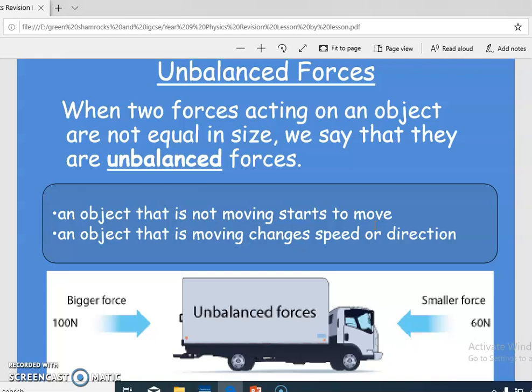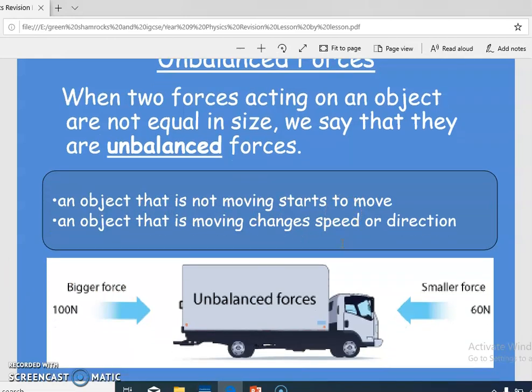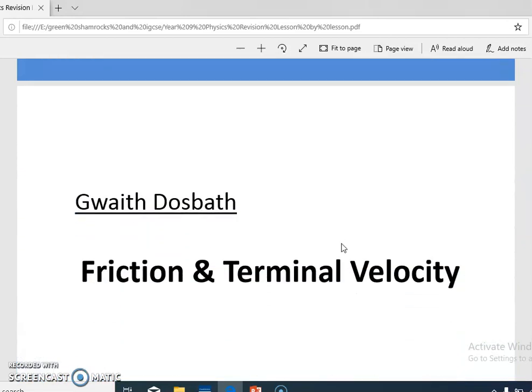So unbalanced force ആവുന്ന സമയത്ത് ഒരു സൈഡ് കുറച്ച് കൂടുതൽ ഫോഴ്സ് ആയിരിക്കും പ്രൊവൈഡ് ചെയ്യുന്നുണ്ടാവുക. സോ ആ ഒബ്ജക്റ്റ് മൂവ് ചെയ്യും. ഓൾറെഡി മൂവ് ചെയ്തിരിക്കുന്ന ഒബ്ജക്റ്റ് ആണെങ്കിൽ ഏത് സൈഡാണോ ഫോഴ്സ് കൂടുതലുള്ളത് ആ സൈഡിലോട്ട് സ്പീഡ് കൂടും, അല്ലെങ്കിൽ ഡയറക്ഷൻ മാറും. Okay, an object that is not moving starts to move. An object that is moving changes speed or direction. Clear?